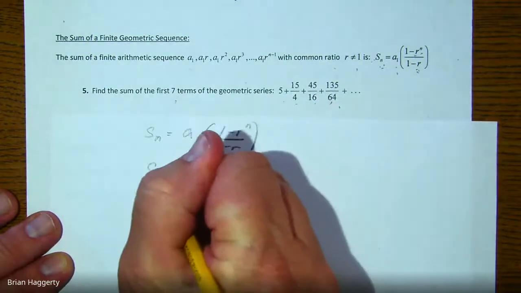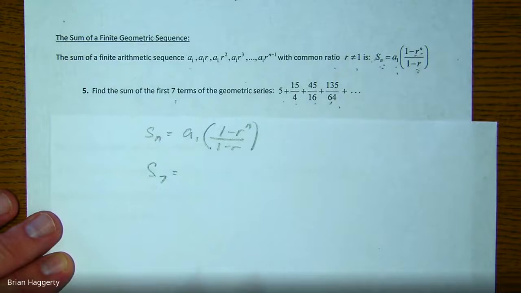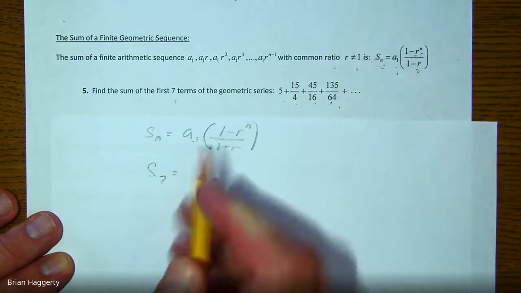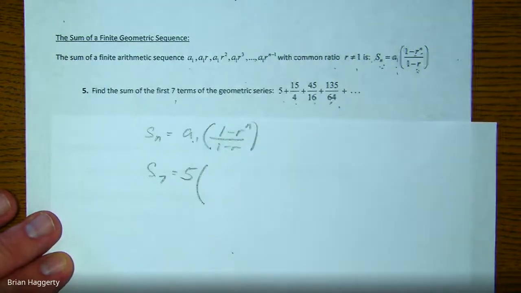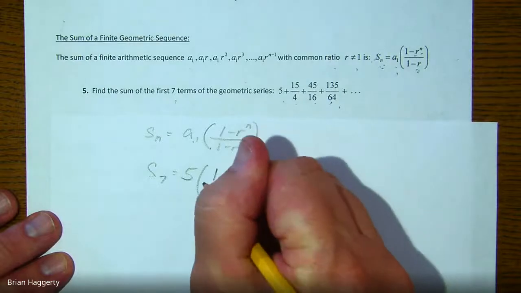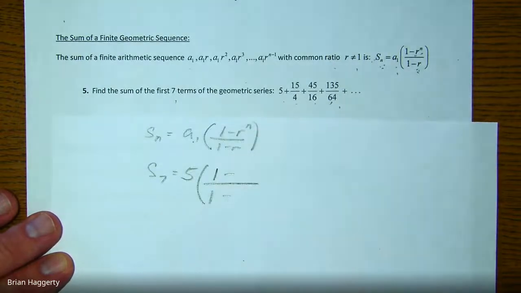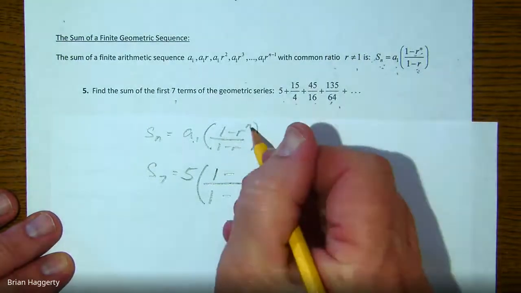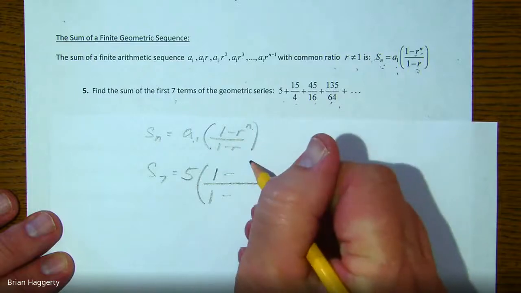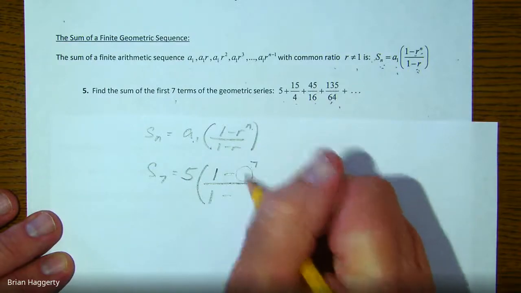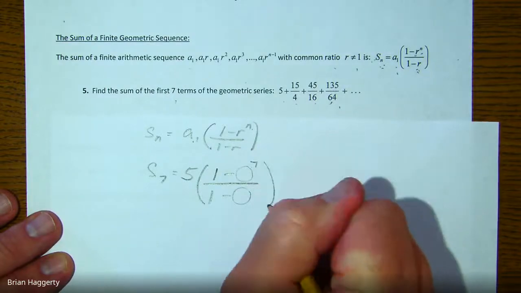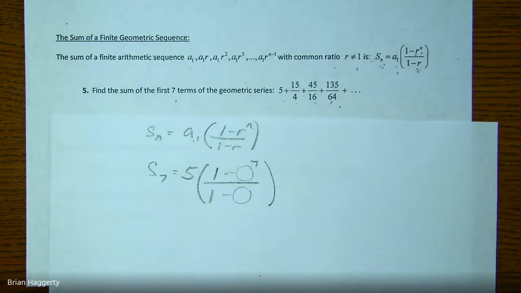We want the sum of the first 7 terms. A sub 1 is the first term. We already know that. It's 5. 1 and 1 are 1 and 1. We know this exponent up here has to match that, so that's a 7. So the missing piece of information we need in order to use this formula is a common ratio.